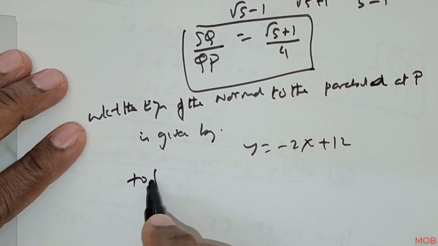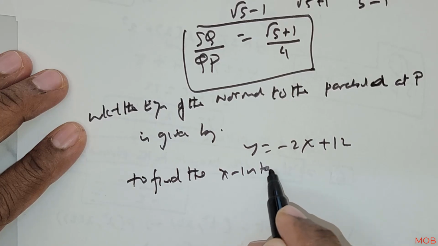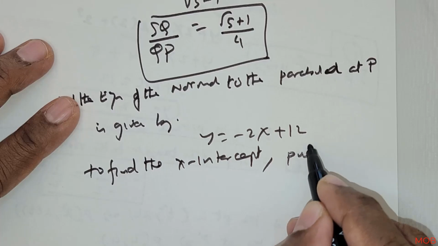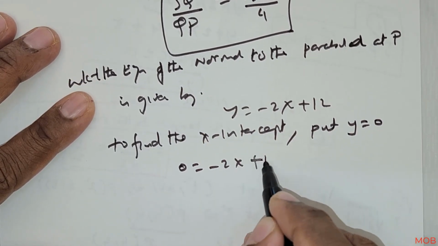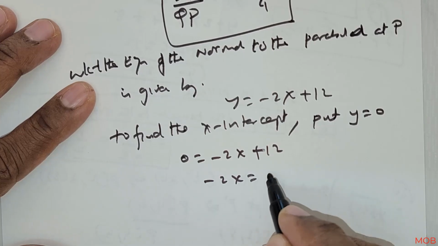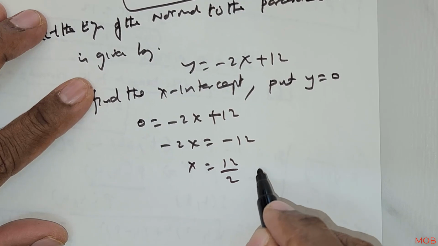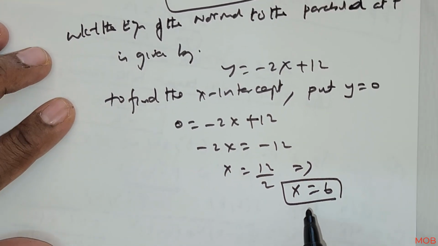So to find the x-intercept, what should we do? We put y is equal to 0. So 0 is equal to negative 2x plus 12. Negative 2x is equal to negative 12. So x is equal to 12 over 2, which means x is equal to 6. So this is the x-intercept.